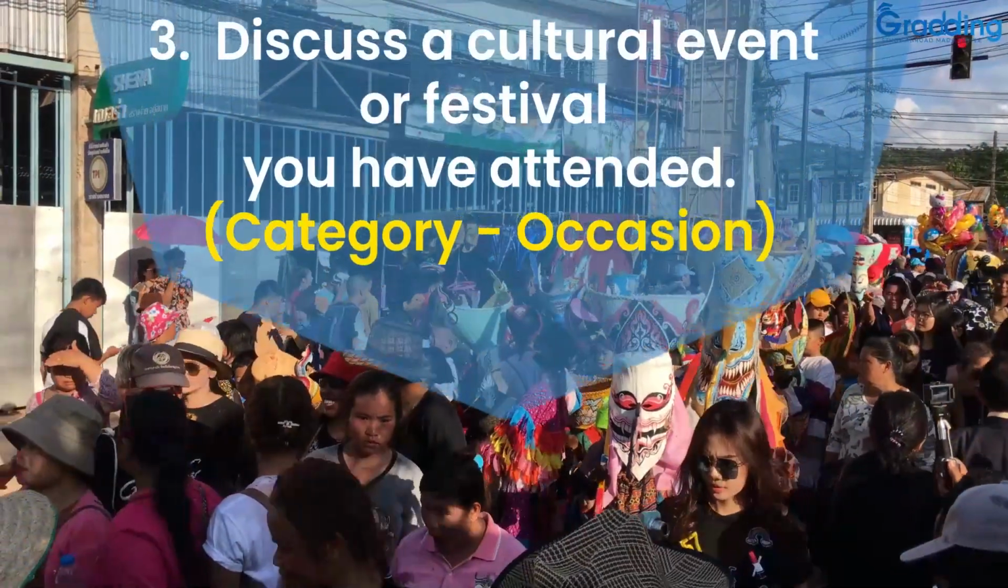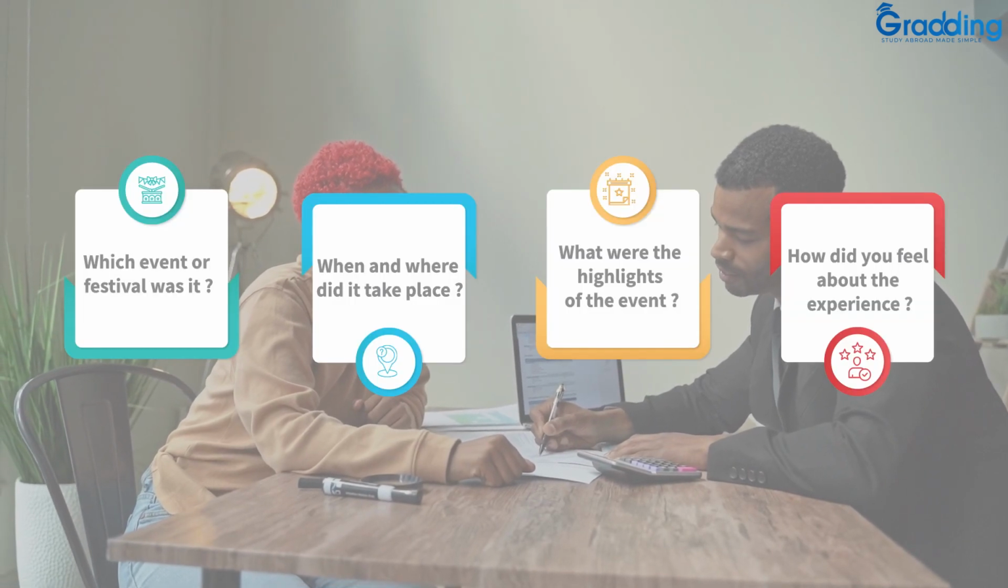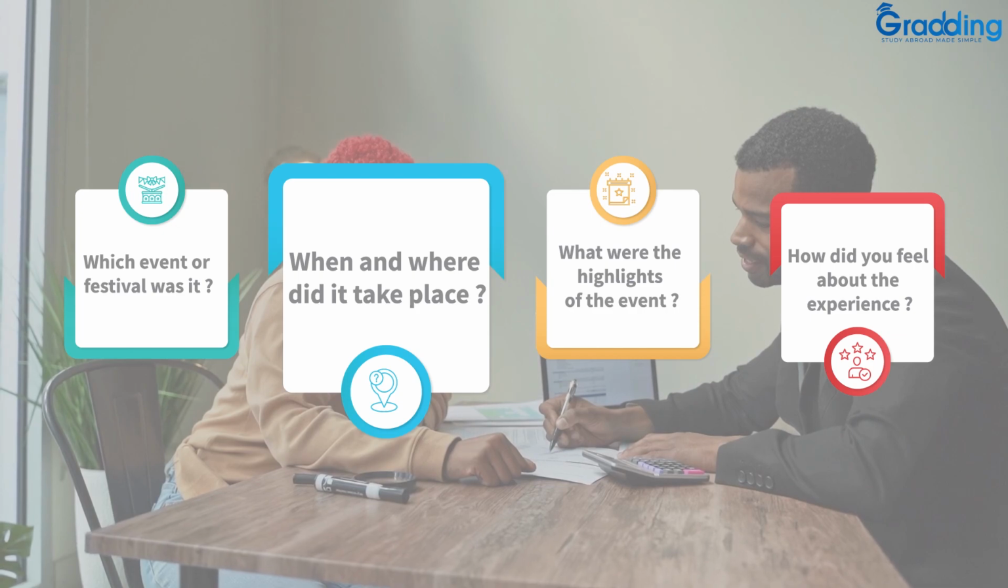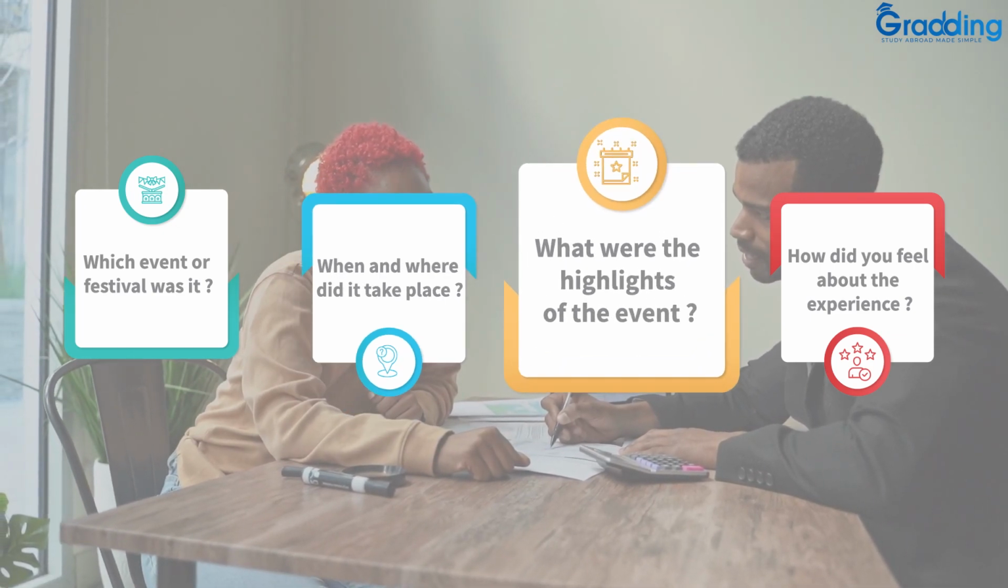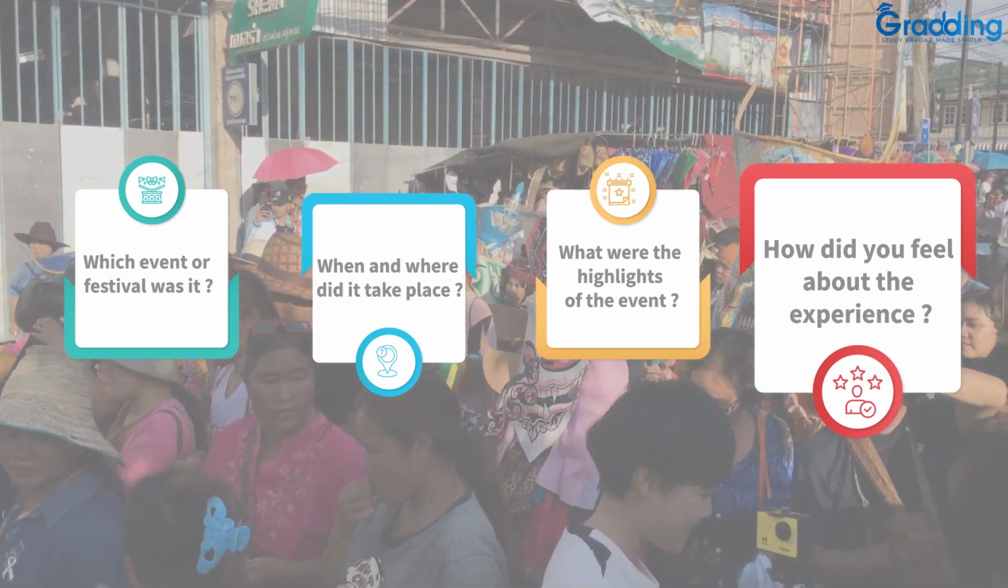Number 3. Discuss a cultural event or festival you have attended. Most common question that can be asked in January speaking test is to discuss a cultural event you have attended. The main points which you need to cover for these questions are: which event or festival it was, when and where did it take place, and what were the highlights of the event, how did you feel about the experience.